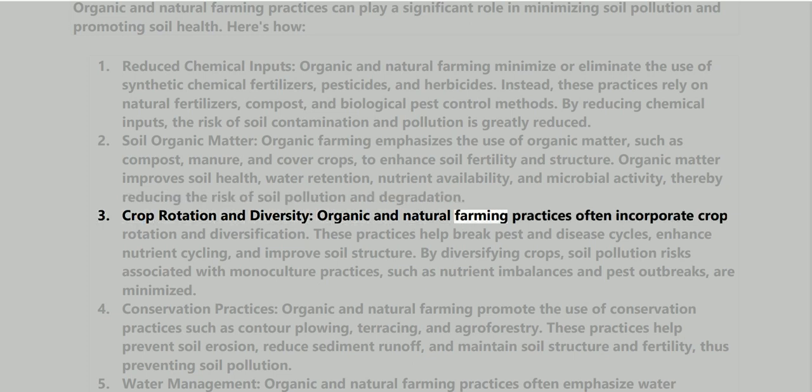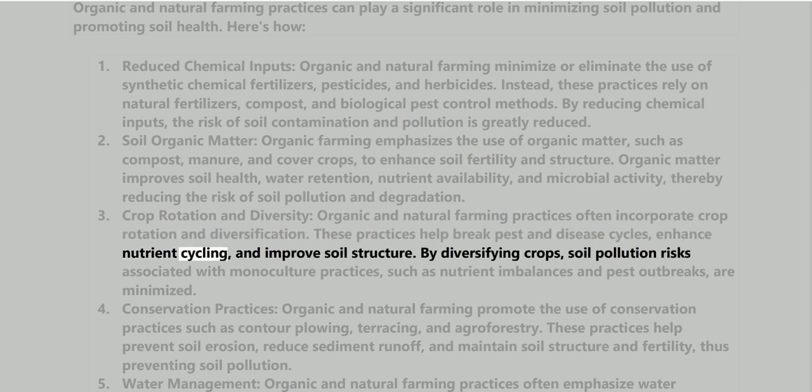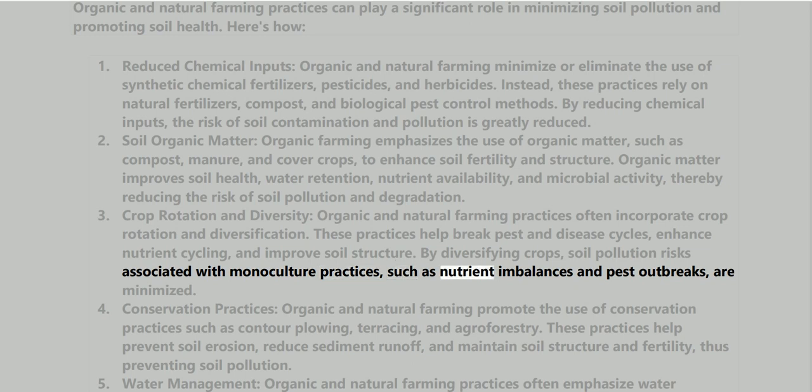3. Crop rotation and diversity. Organic and natural farming practices often incorporate crop rotation and diversification. These practices help break pest and disease cycles, enhance nutrient cycling, and improve soil structure. By diversifying crops, soil pollution risks associated with monoculture practices, such as nutrient imbalances and pest outbreaks, are minimized.